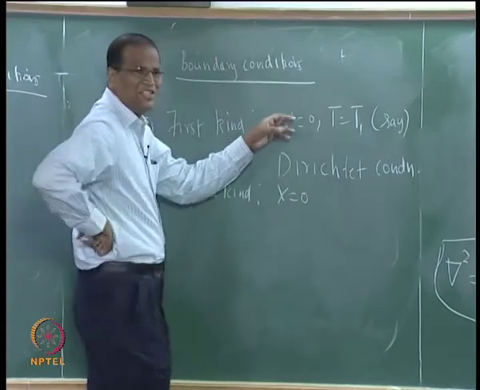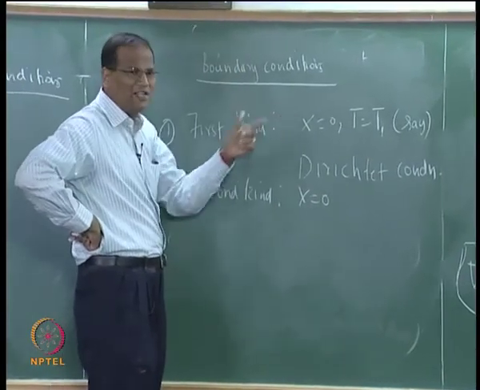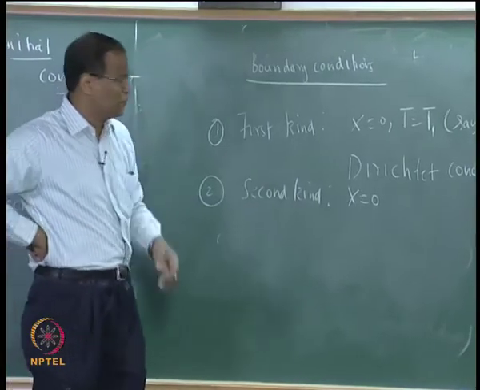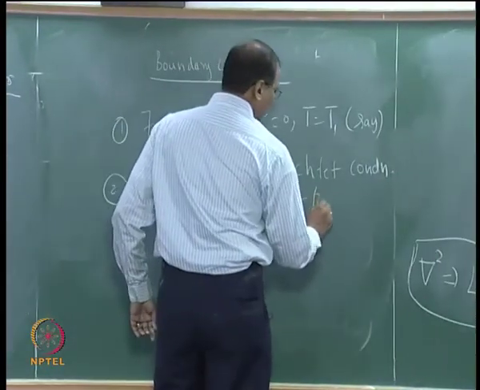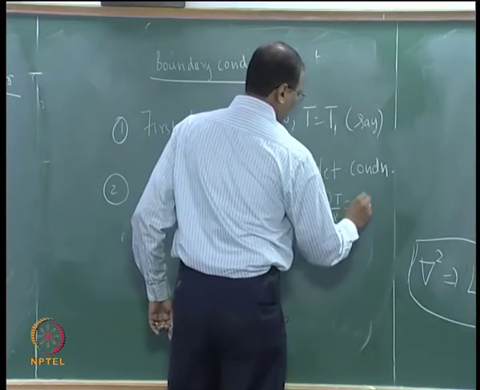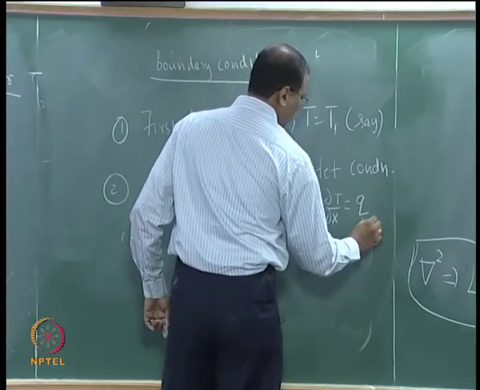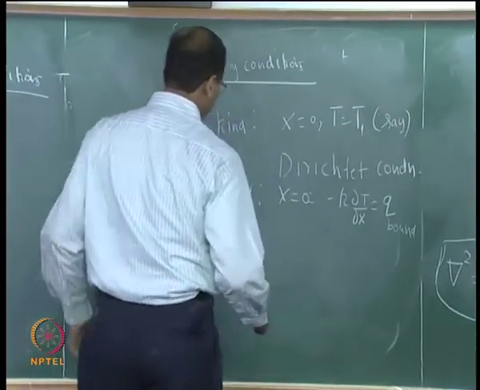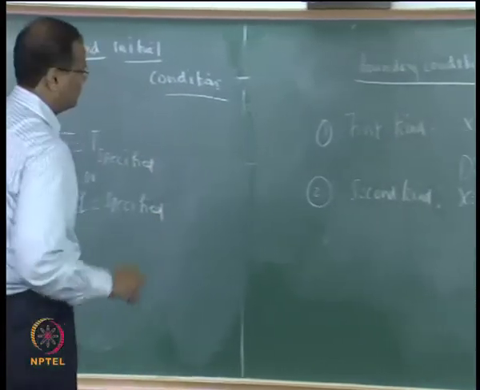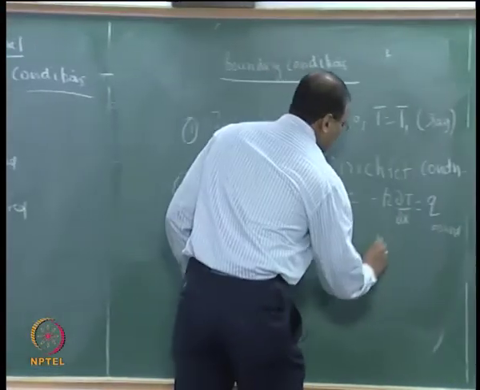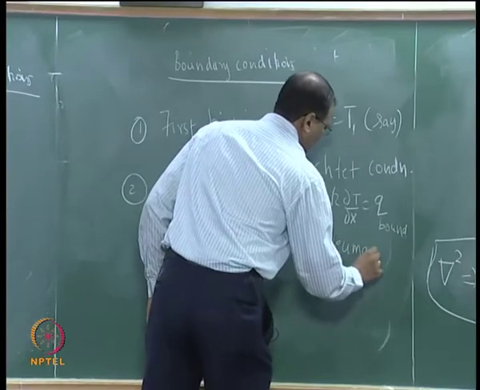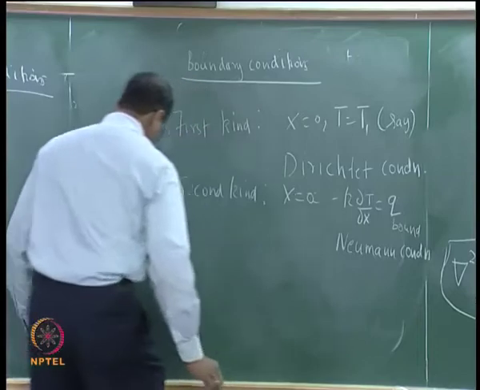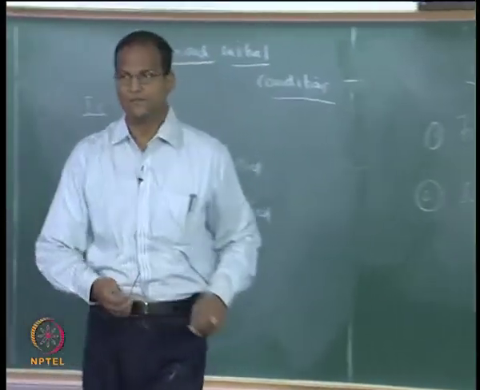This is just an illustration, x equal to 0, x equal to somewhere. I can make it very general, x equal to x of s. I am putting it in a manner which is easy for you to understand. We will say minus k dt by dx equal to q boundary. Okay. So, this is called the Neumann condition.